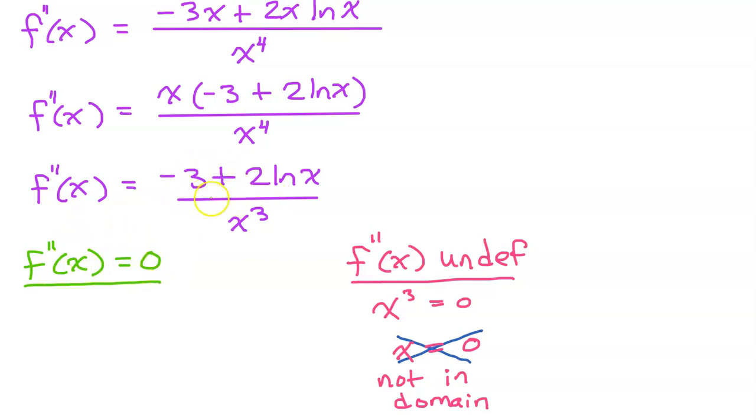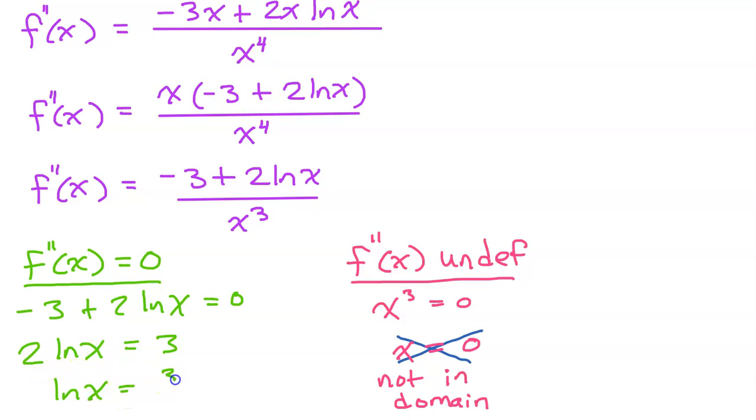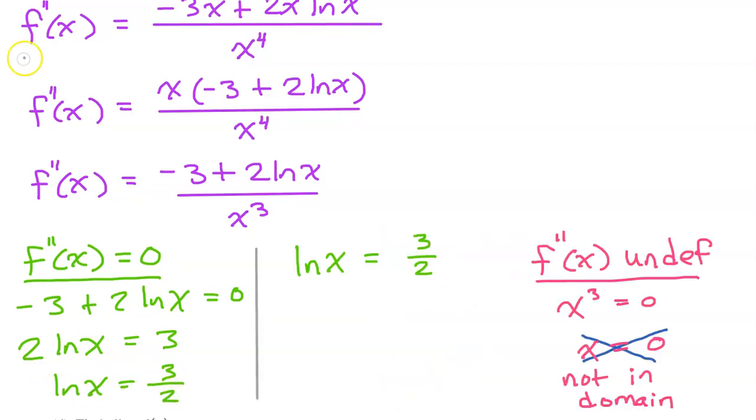A fraction will only equal 0 when the numerator is equal to 0. So we have negative 3 plus 2 natural log x equals 0. Adding 3 to both sides gives us 2 natural log x is equal to 3. Dividing both sides by 2, we have natural log x is equal to 3 over 2.